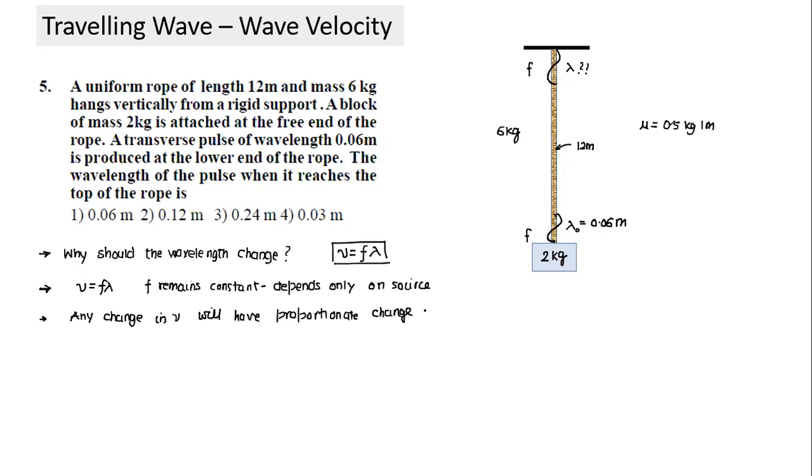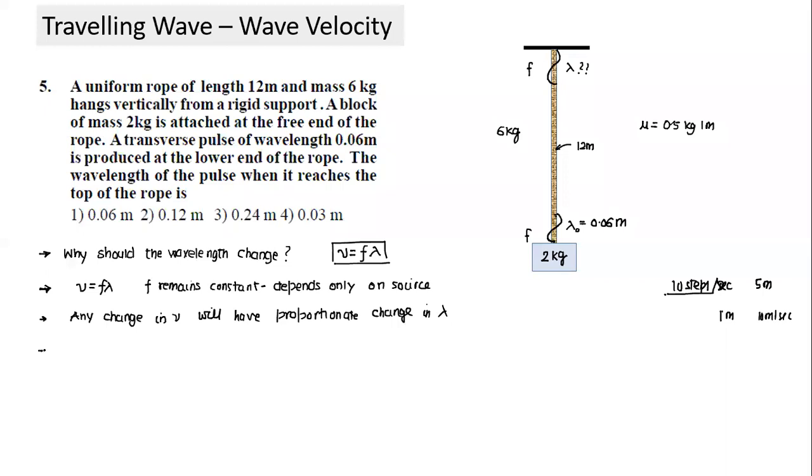What does it mean? If velocity becomes double, why does velocity become double? Because wavelength has become double. It's just like running: you take 10 steps in a second, and if each step is 0.5 meter, you run at a speed of 5 meter per second. But if you take a step of 1 meter, with the same number of steps per second, your speed becomes 10 meter per second. So it is like the size of the step you run with. Any change in velocity will have a proportional change in wavelength.